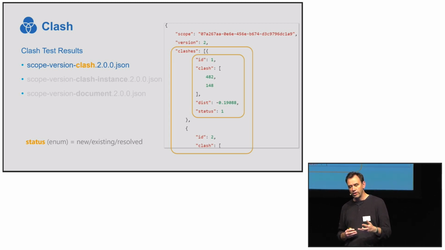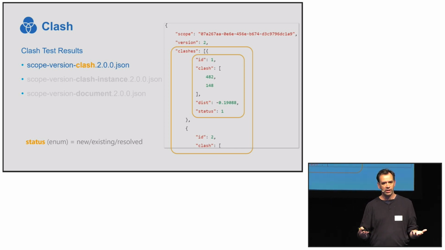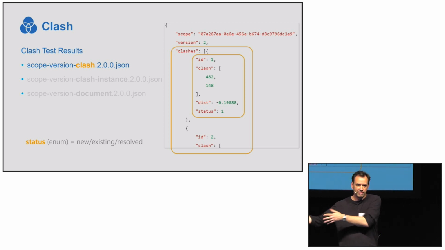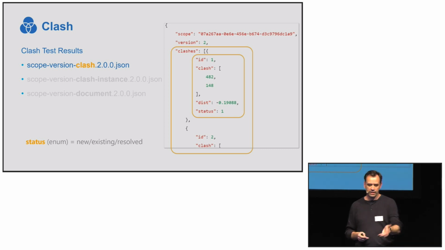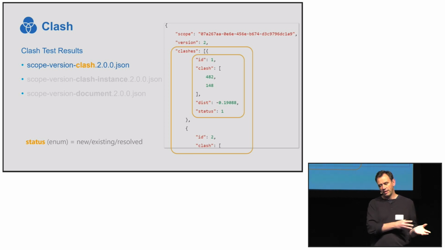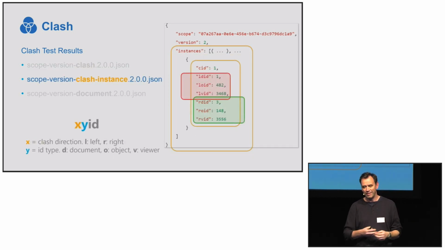Then you've got the clashes, so you've got an ID for your clash, and then the clash is typically 2 objects, and the 482 and the 148, those are our persistent clash IDs. So they'll be the same from version to version to version. And then you get a distance, which is the penetration distance, and a status, which is telling you whether the clash is a new clash that you haven't seen before, whether it's existing or whether we've resolved it. And then you need to cross-reference that in order to be able to view it in LMV.